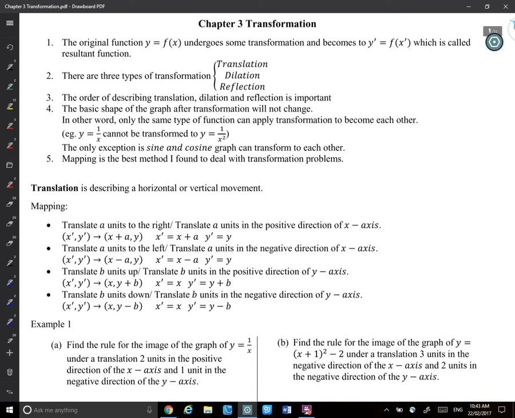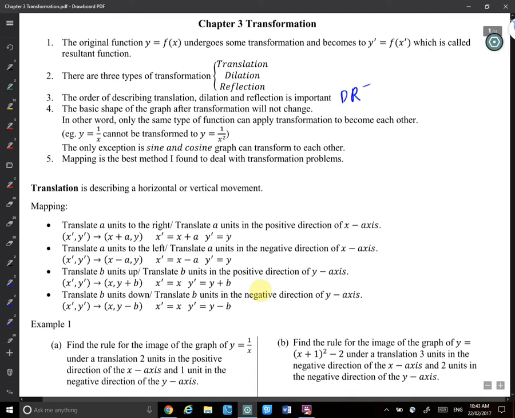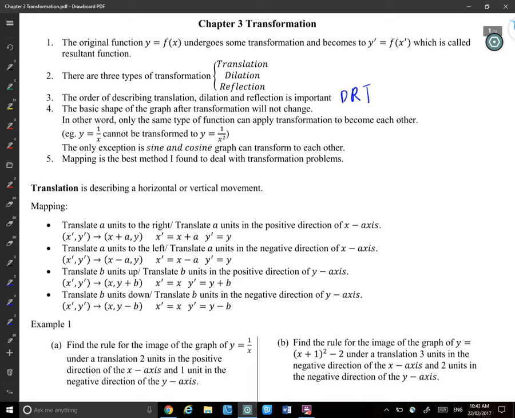The order of describing dilation, translation, and reflection is important. We normally go by the DRT order. So dilation first, then reflection, and then translation. Okay, we go through that step.